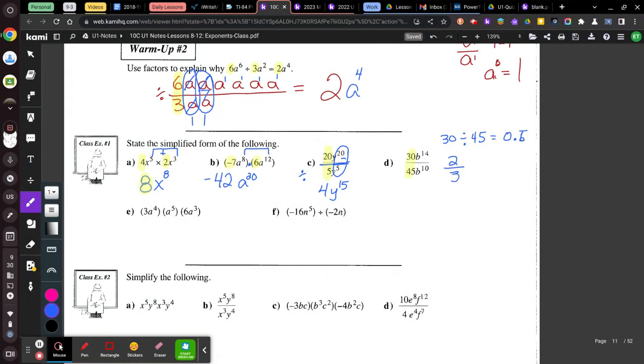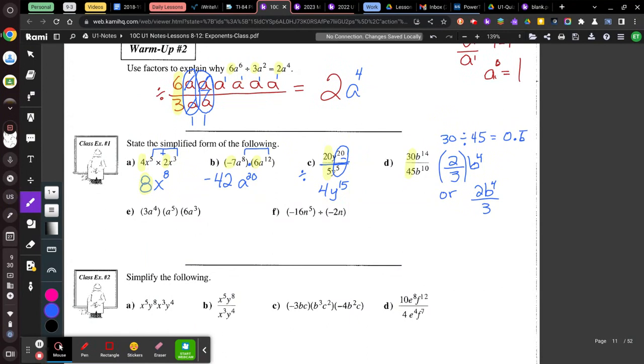You only have one variable, it's the letter B, and you're dividing, so you're going to subtract those exponents. So you're going to get B^4. So that can be written as 2/3 sitting beside B^4, or 2B^4 over 3. Okay, both are correct.